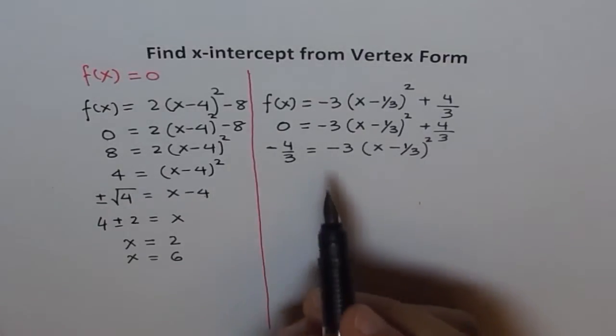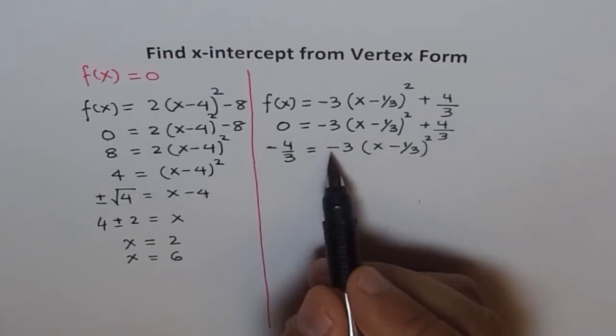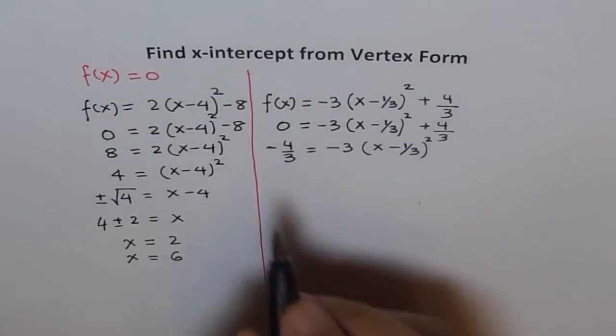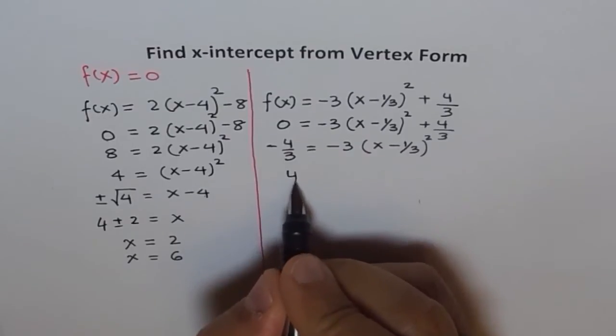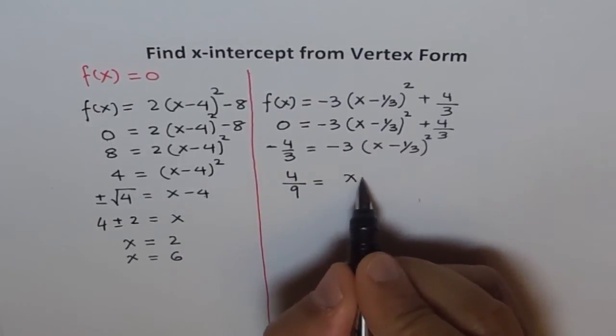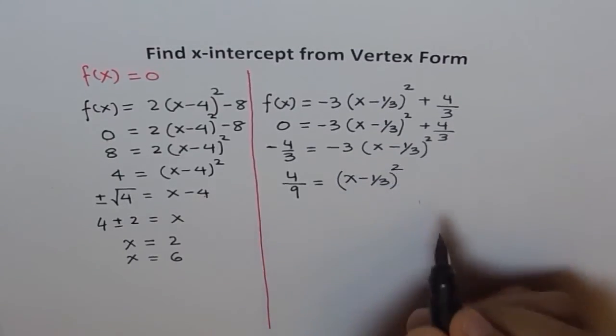Next step, divide by minus 3. When you divide by minus 3, minus and minus cancel or become plus, and you get 4 over 9, correct? So we get 4 over 9 equals (x minus 1/3) whole squared.